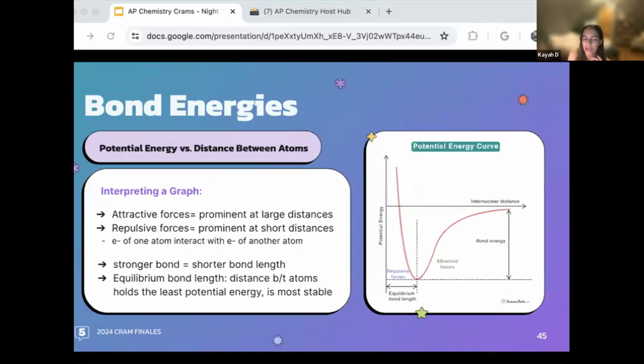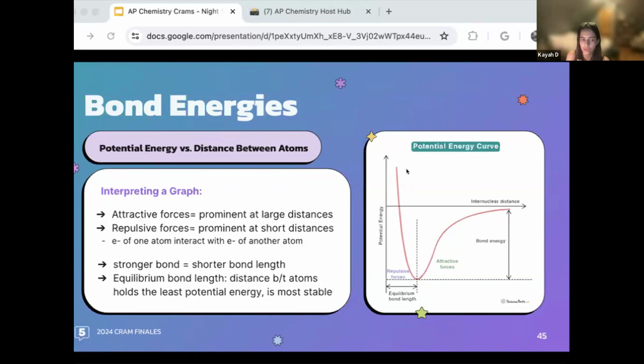And then a lot of times they'll give you a graph like this, the potential energy versus distance between atoms. You have the potential energy curve on your right, and they'll ask you different things. At a larger distance on this curve, there are more attractive forces, versus if you have a shorter distance, you'll have more repulsive forces.